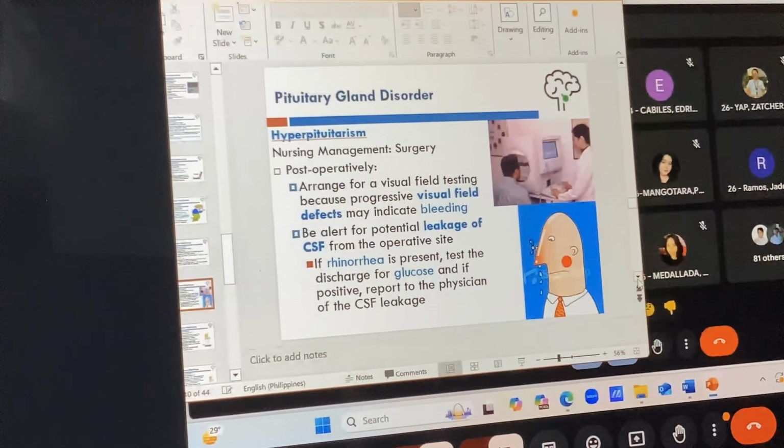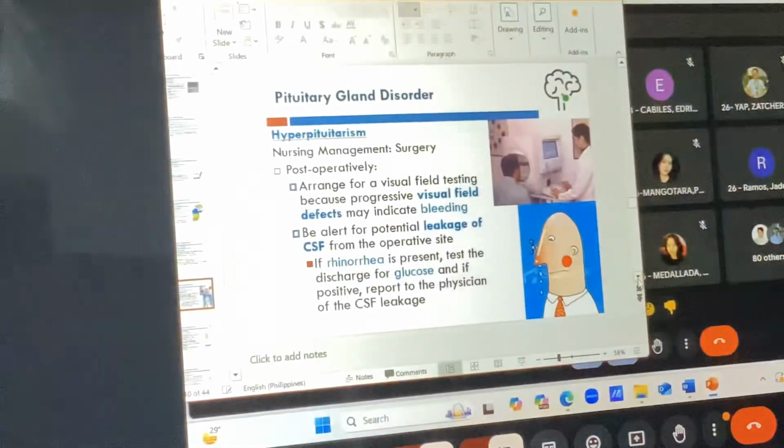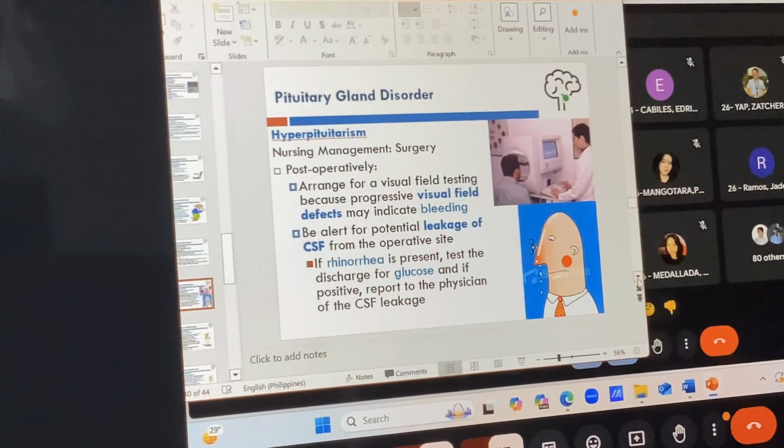Now, you need to inform the doctor right away. Kasi guys, pag open yung inyong, pag naglilig ang CSF, so there will be possibility of infection. So, it can provide an access for the microorganism to enter and the patient can develop complications like meningitis and you have your encephalitis as well.